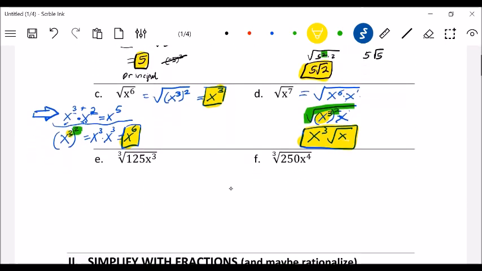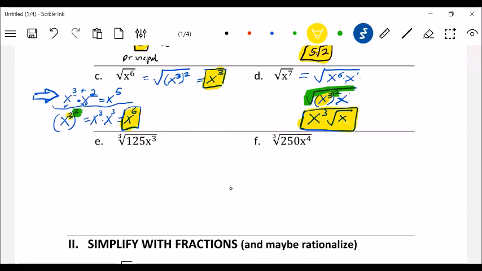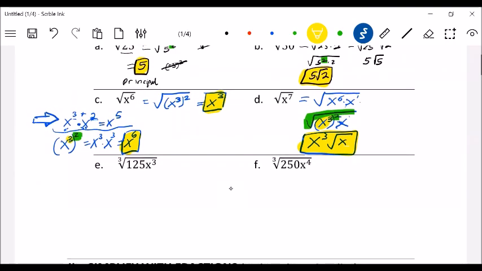Okay, now let's do it with the next two, but now we're going to do it with cubes. It's the same concept, but we have to deal with the numbers first. So what we're going to do here, what number? I'll use red on this one.